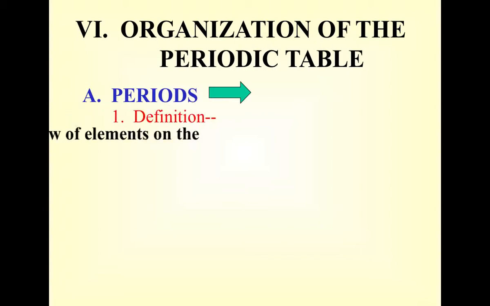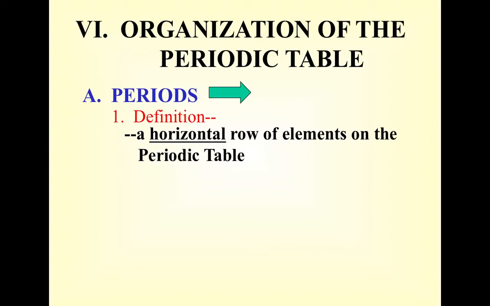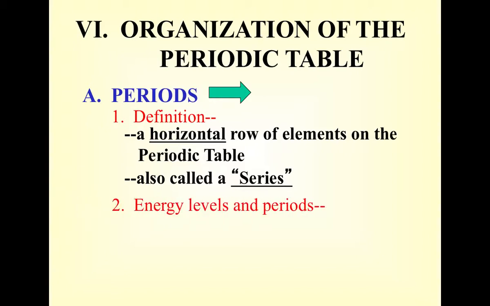Alright, so now let's take a look at the actual organization of the table. The first way that we can organize the table is in periods, and periods run left to right on the periodic table. So they are defined as a horizontal row of elements. Sometimes these are also called a series.